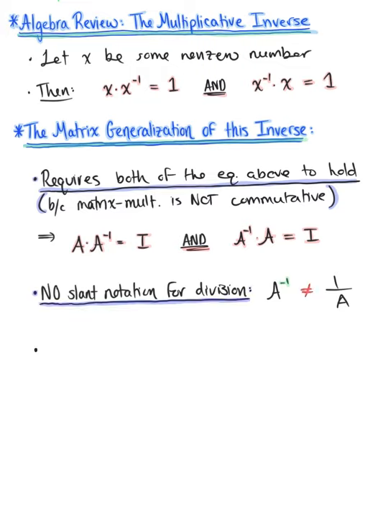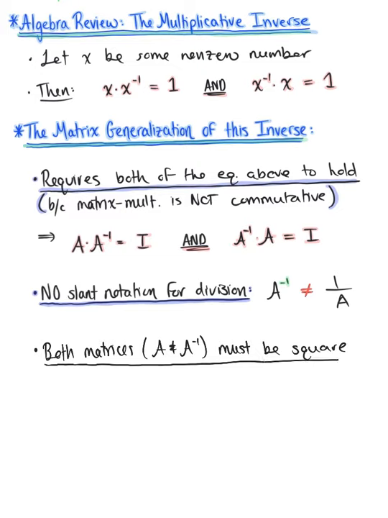Now, the last condition I want you to make note of is that both of these matrices, matrix A and the inverse of matrix A, must be square. So the number of rows must be equal to the number of columns for a matrix to be invertible. Now, with this last condition, saying that both of these matrices must be square, we need to consider the following note.